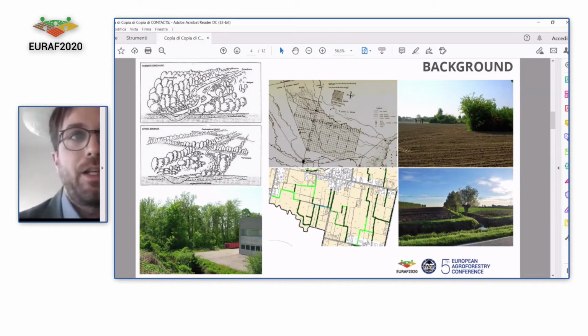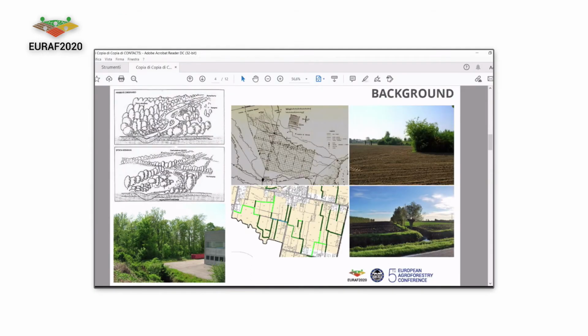Originally, the Po Plain was completely different from today. In fact, it was subjected to substantial transformation that modified the landscape structure, as you can see from this picture on the left side of the slide, from the Roman centuriation in the 1st century before Christ up to the industrial settlement of the 1970s.